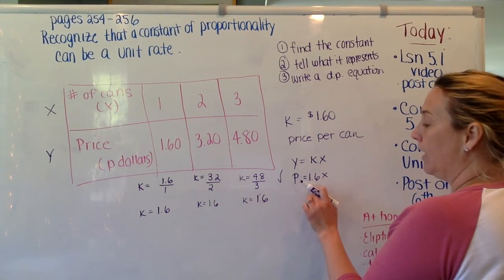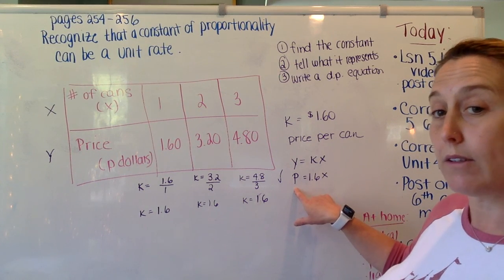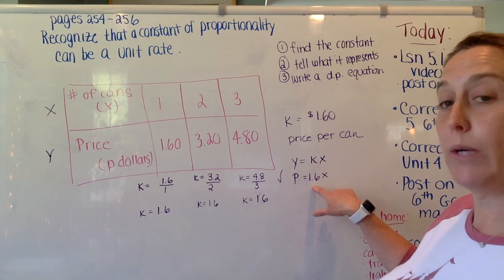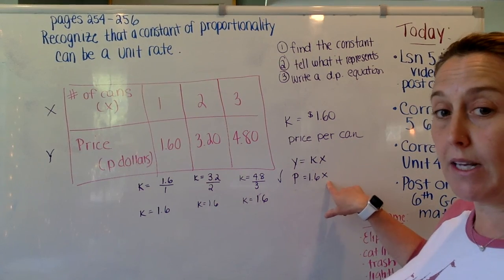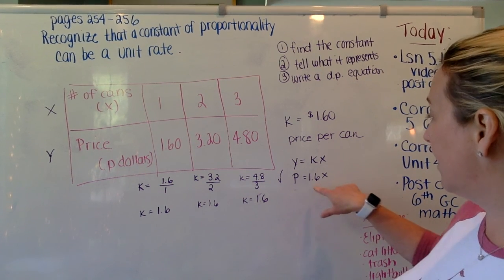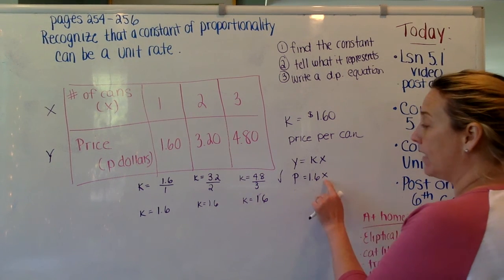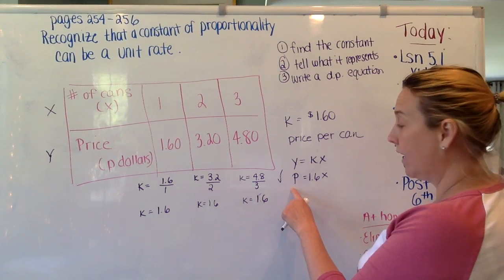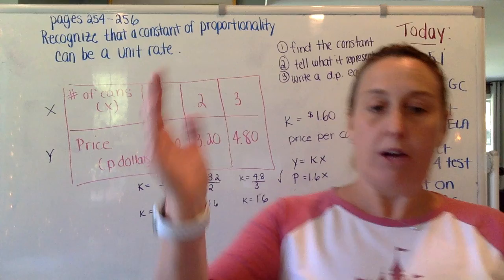P equals 1.6X. In essence, this is saying the total price in dollars is equal to 1.6, my constant, my unit rate, my price per can, times how many cans I buy. And that makes sense, right? Because the number of cans times the cost is going to give me the total cost. And this is my independent variable, and this is my dependent, because my total price is dependent on how many cans I buy. All right, now you're going to try one on your own.